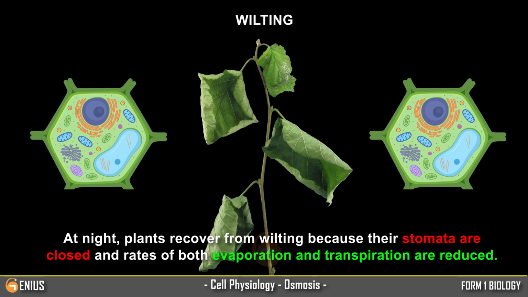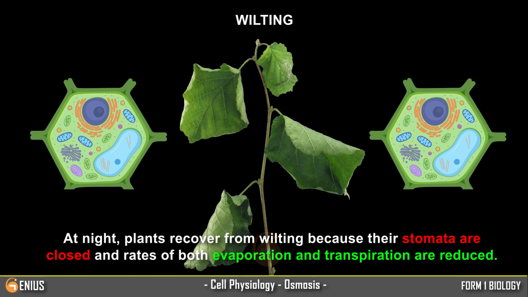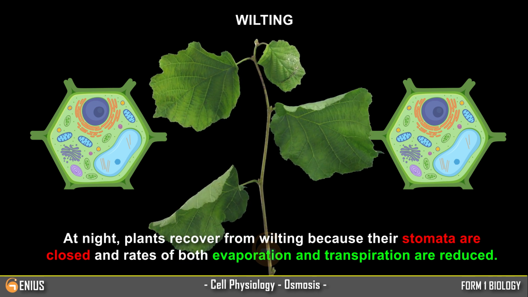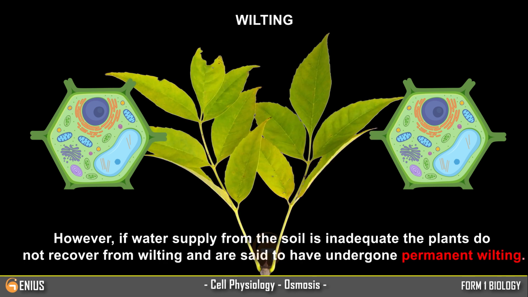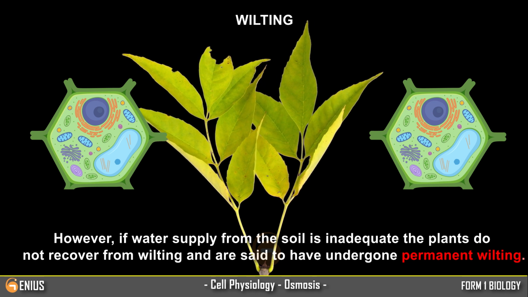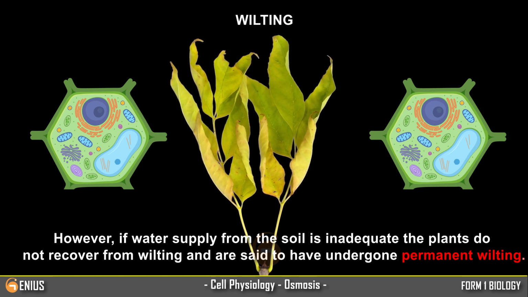At night, plants recover from wilting because their stomata are closed and rates of both evaporation and transpiration are reduced. However, if water supply from the soil is inadequate, the plants do not recover from wilting and are said to have undergone permanent wilting.